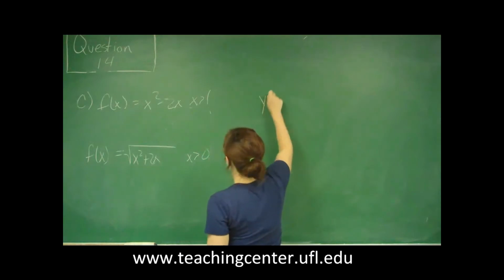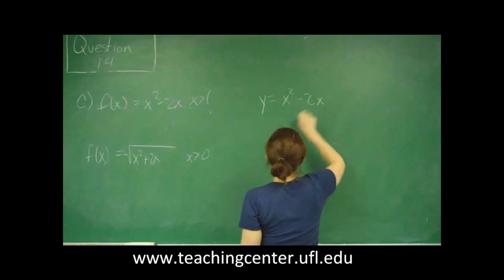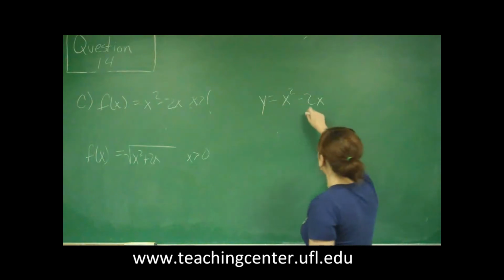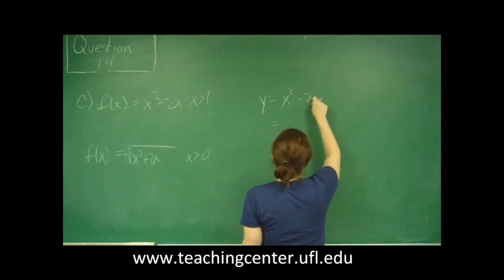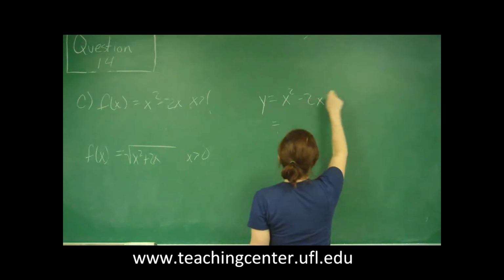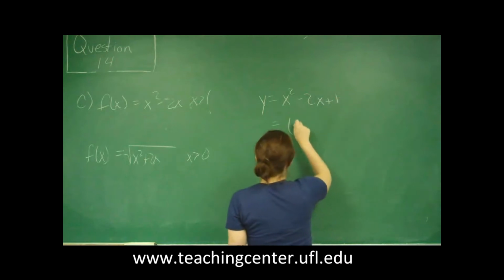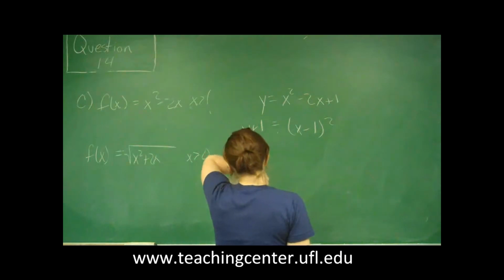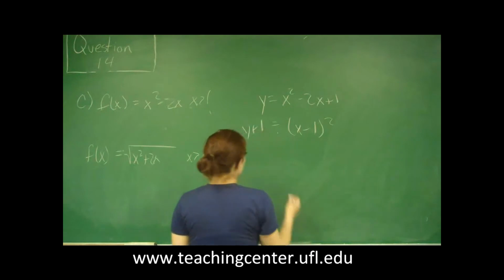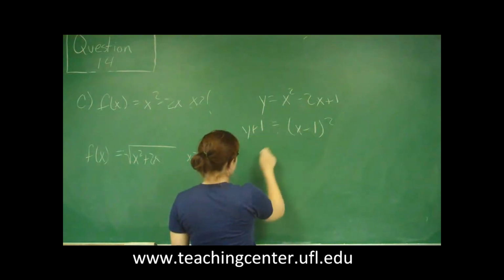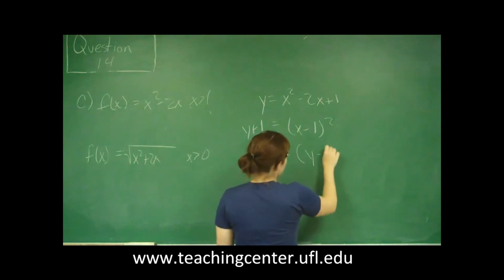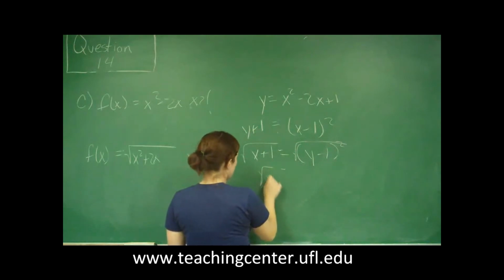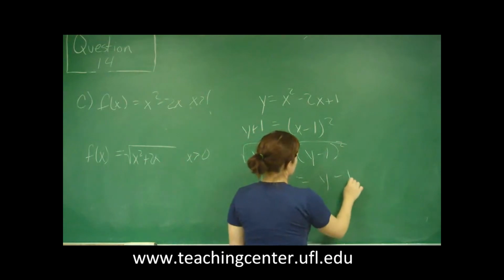And so we've got y is equal to x squared minus 2x. And what I'm going to go ahead and do is complete the square, actually. And so that would give me x squared, 1/2 of negative 2 is negative 1 squared is plus 1. So this is x minus 1 squared is equal to y plus 1. So now I switch my x and my y. So I get x plus 1 is equal to y minus 1 quantity squared. So you take the square root of both sides. The square root of x plus 1 is equal to y minus 1. We're going to add 1 to both sides.